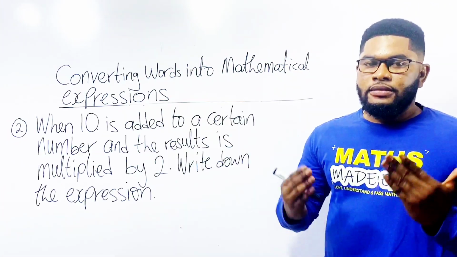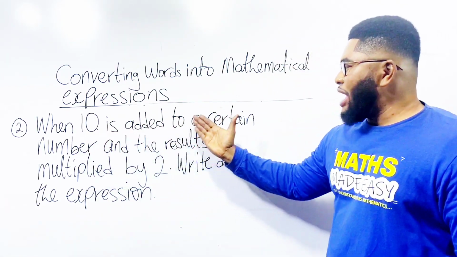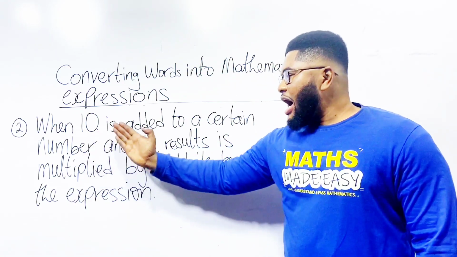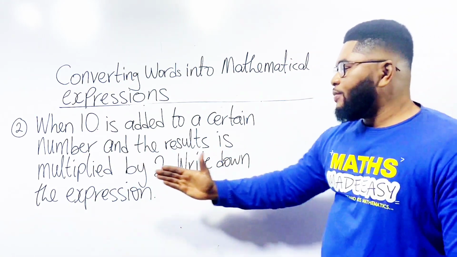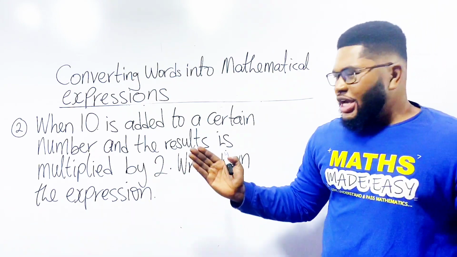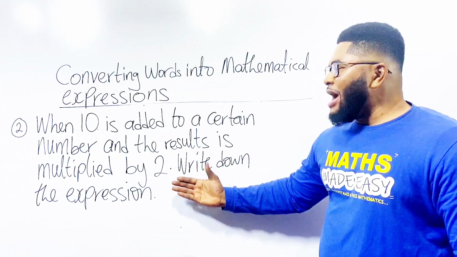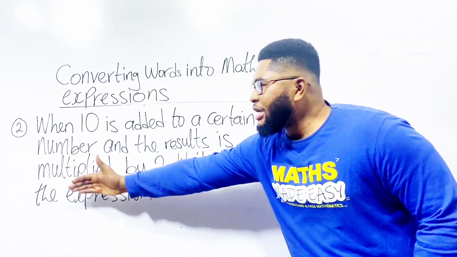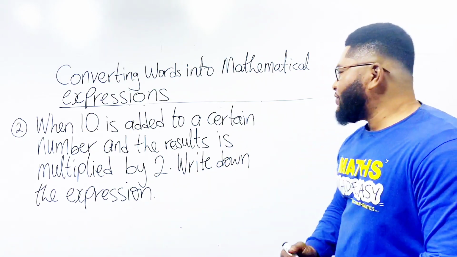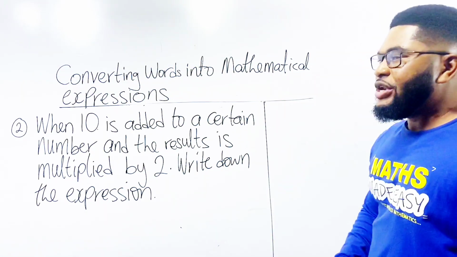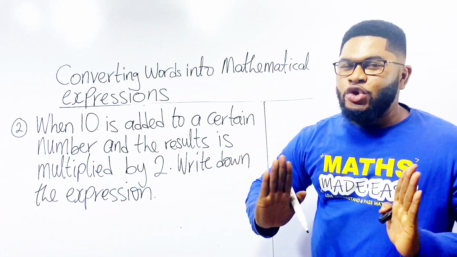Our second question reads, when 10 is added to a certain number and the result is multiplied by 2, write down the expression. Now, if you check the question, they are not asking us to find anything, but rather they are asking us to write down the expression which will represent this word written on the board. Let us go through it one after the other by choosing carefully the words.